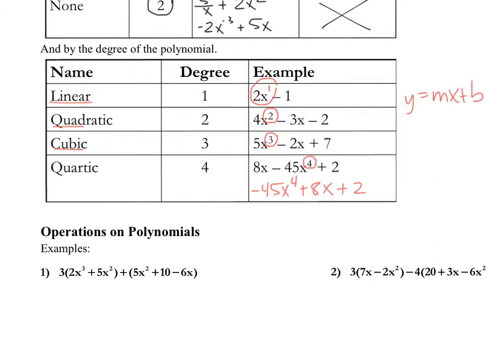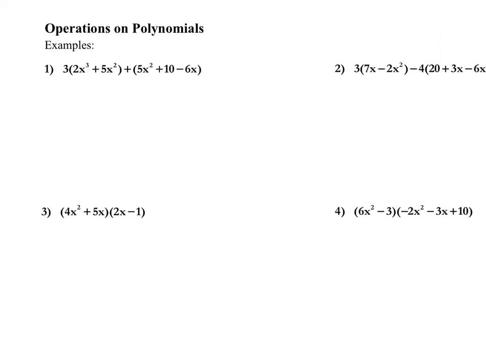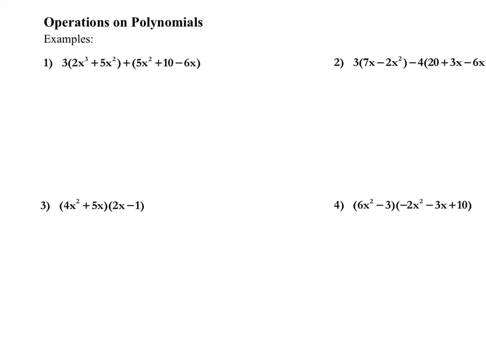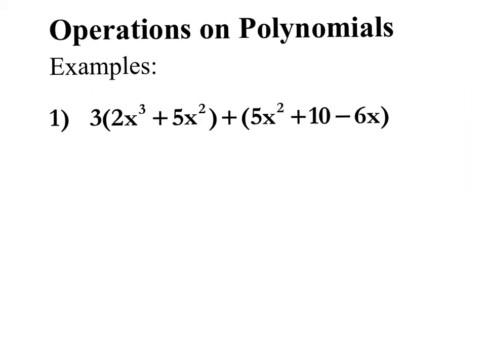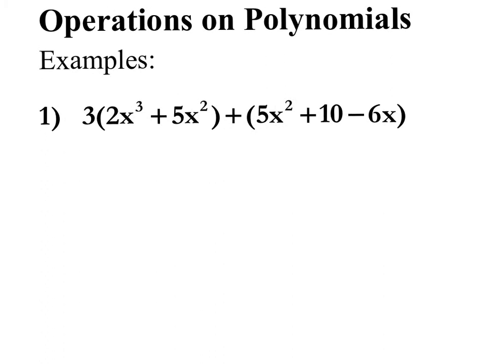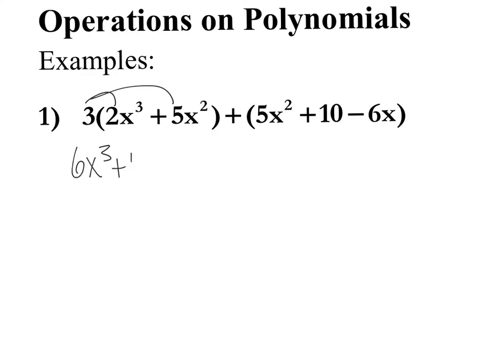Okay, a couple more things here. We're going to do some operations on polynomials, which is pretty basic. You do need to be aware of your distributing laws here, and you need to be mindful of combining like terms in the correct way. And then after I do this simplification, I'm going to name it using the number of terms and the degree. So first thing I'm going to do is distribute my 3 to this parentheses. That gives me 6x to the third and 15x squared. Keep the plus sign there, and then I'm just going to tack on the 5x squared and the 10 and the -6x.